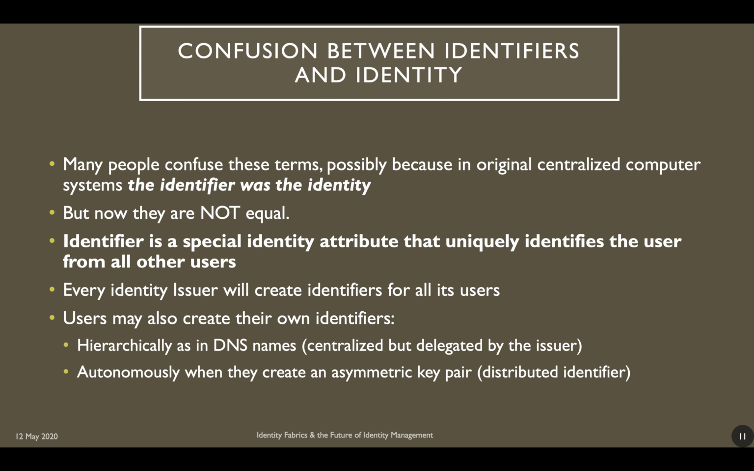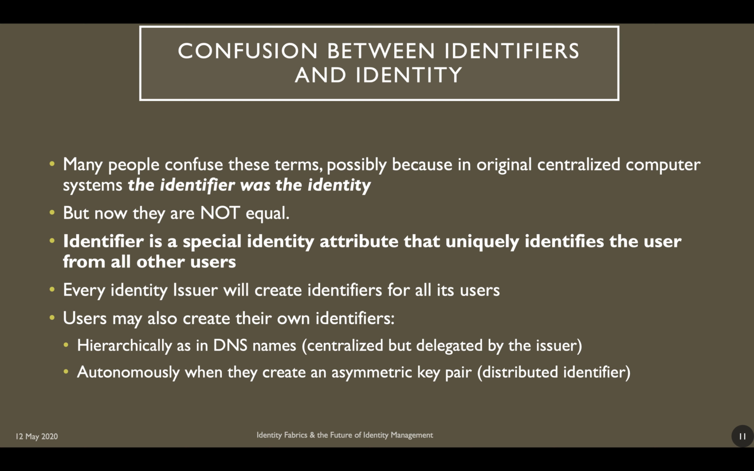But in more sophisticated systems that we have today, they're not equal. An identifier is a special identity attribute that uniquely identifies the user from all other users. And all issuers create identifiers. They have to, because these are the primary keys in their database which allow them to differentiate one user from the other. But just because an issuer has an identifier for you in its database doesn't mean that it has to be released to you in SSI.